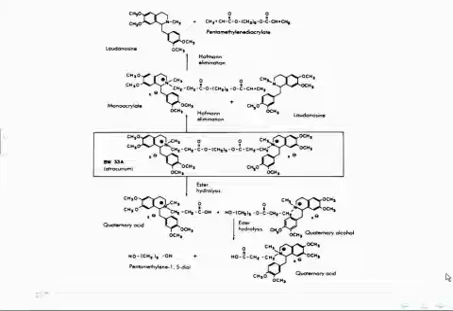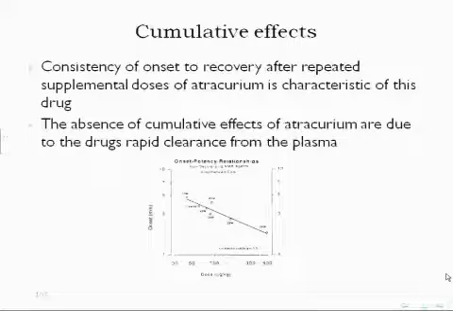This is the actual metabolism of Hofmann elimination. 1/3 goes via Hofmann, and the ester hydrolysis goes the other way, which is 2/3 of the metabolism. Cumulative effects: consistent onset of recovery after repeated supplemental doses makes this drug very useful as a continuous drip. Okay? Atracurium is actually used extensively as a continuous drip medication.